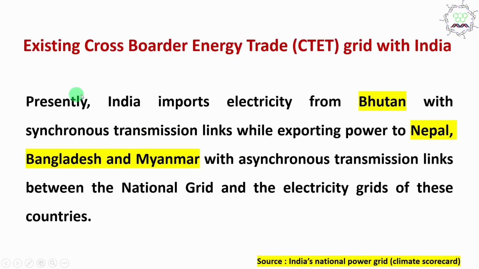Yes. There is an existing cross-border energy trade grid with India. It exists. Even if you look at these ASEAN countries, maybe on a bilateral level, they have electricity transmission infrastructure, but not in a complete ASEAN zone. Now, presently, if you look at India, India imports hydroelectricity from Bhutan. It even exports electricity to Nepal, Bangladesh and Myanmar.